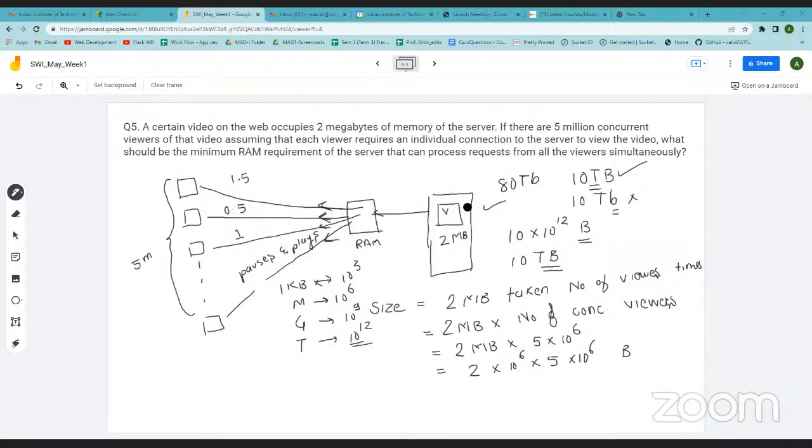For this question, 10 terabytes and 80 terabits both are correct.